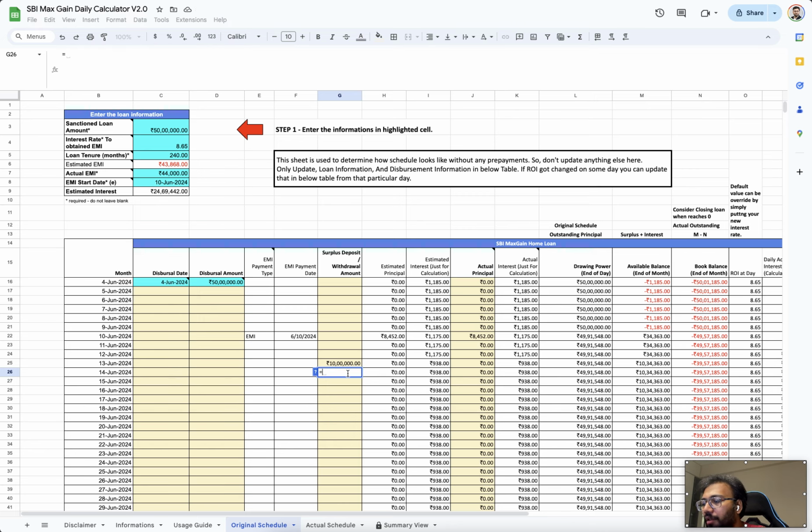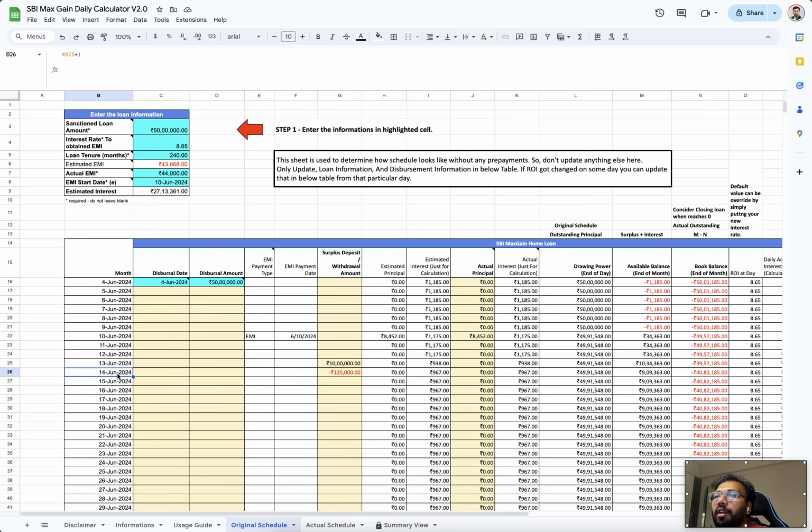Sometimes what happens on the very next day, let's say you withdraw 25,000. Also, you deposit 50,000, and then again you withdraw 15,000. So you can do as many transactions from your OD account to your linked saving account, right? Or any accounts. So basically, you can put the effective value of that day, and it will do the math and update the figures, right?